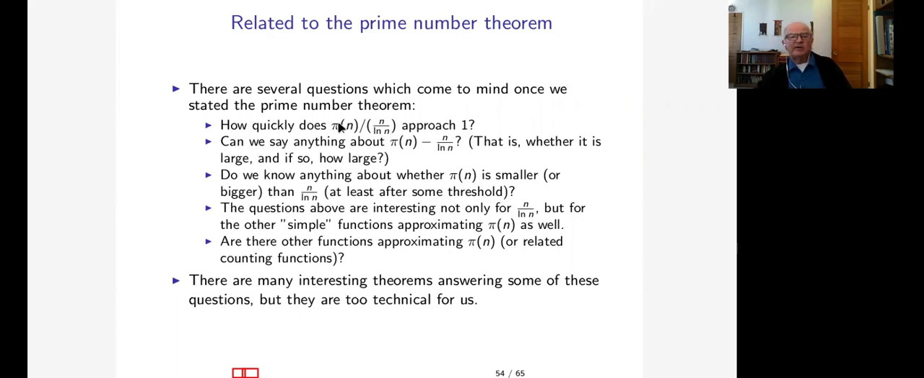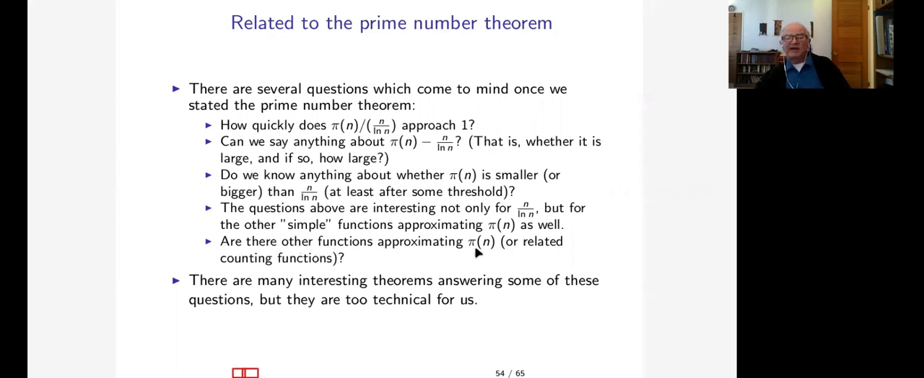So can we say anything? Okay, we talked about the ratio of pi of n over n over log n. Can we say anything about the difference, pi of n minus n over log n? Is it large? Is it going to infinity, or is it bounded? And is it positive or negative? Do we know anything about whether pi of n is smaller or bigger than n over log n, or at least after some threshold? So the same questions are interesting not only for n over log n, but for the other functions I showed in the previous graph.